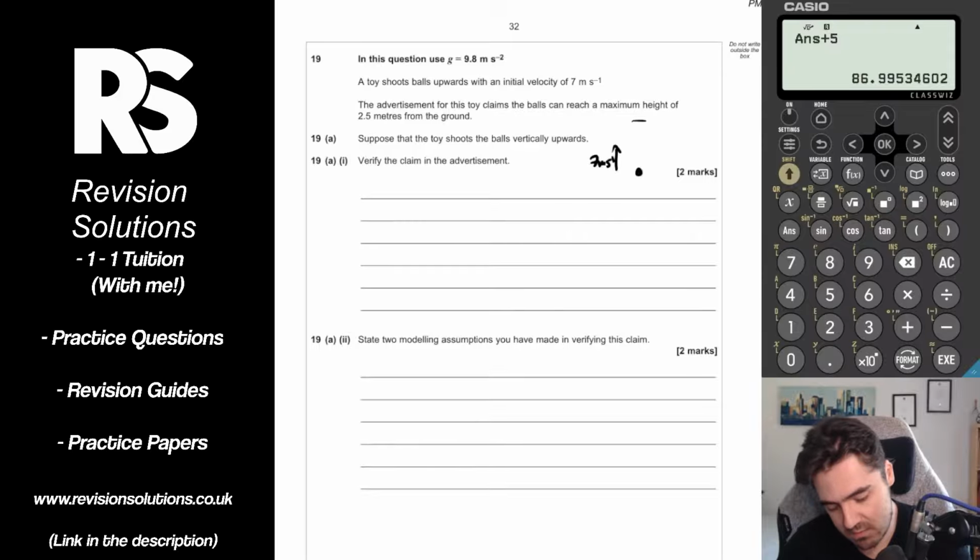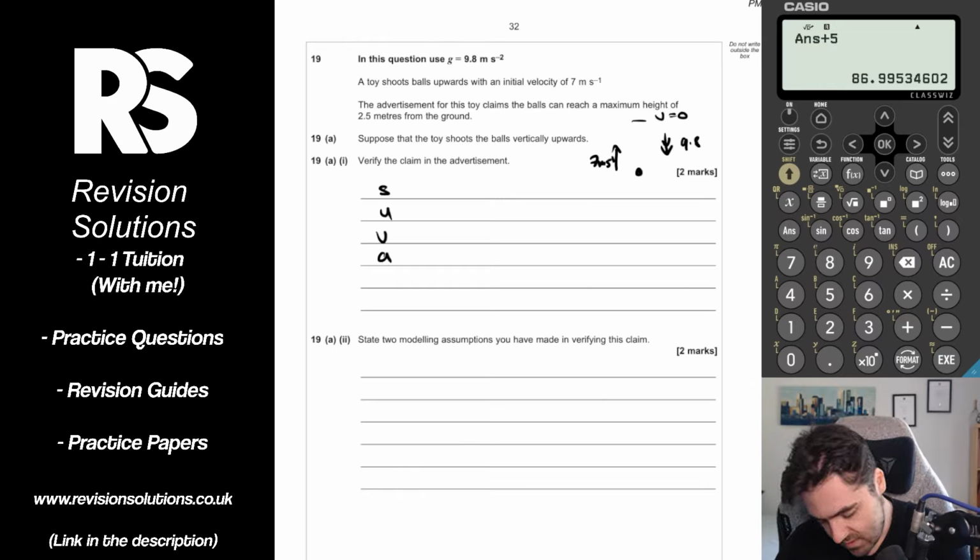Well, at the maximum height, we know the end velocity would be 0. And it's moving freely under gravity, so the acceleration would just be 9.8. So if the acceleration's constant, then we can just use SUVAT. I'm going to define up to be positive. So I would like to find S. U is 7 going up, so that's positive. V is 0. A is 9.8 down, so it'd be minus 9.8. And I don't need T if I just want S.